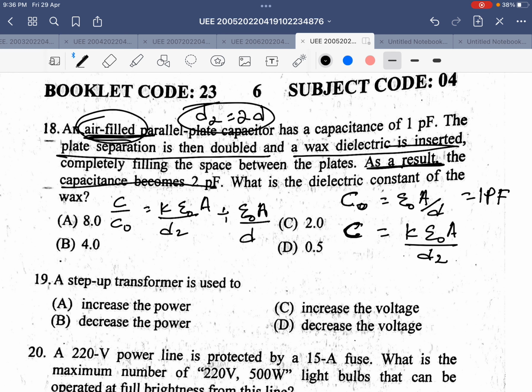Now epsilon naught A is cancelled by epsilon naught A. Now C over C naught. C is how much? Capacitance with dielectric, 2 picofarad. Clear? 2 picofarad over this is 1 picofarad. 1 picofarad is equal to 2 over 1, pico by pico cancels. 2 over 1 is 2.